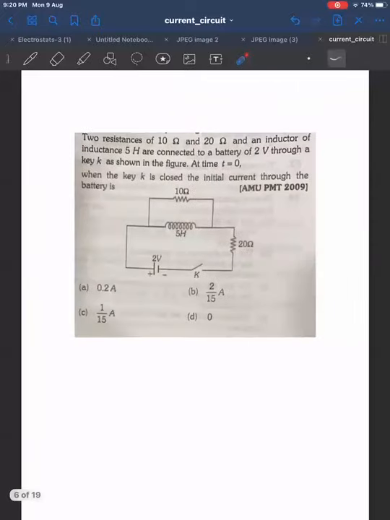Okay, next one. Try to solve this. Give me the answers and try to solve. Raju, I think C is right. Let's see.